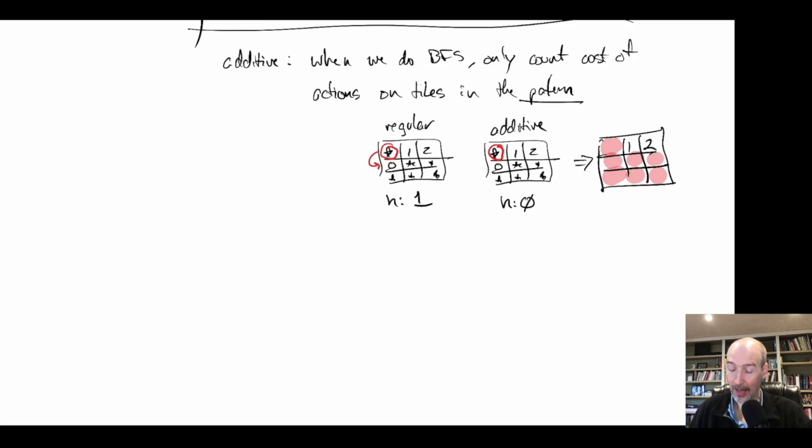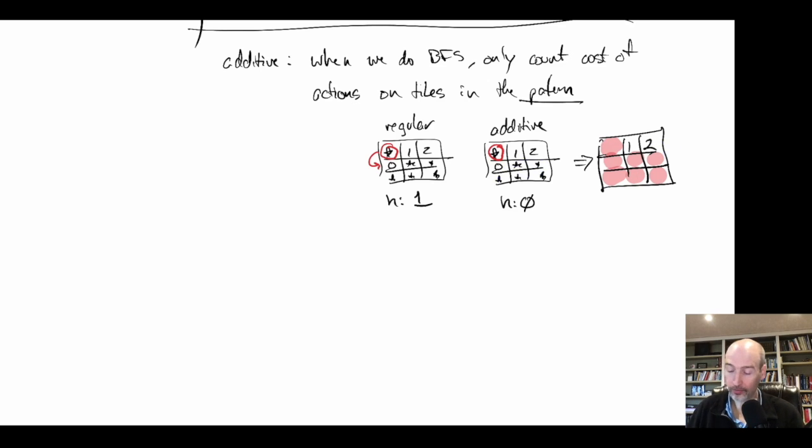So typically what happens when we're building additive PDBs, we keep track of where the blank is, we keep track of where these tiles are, but the actions of the blank don't cost anything. And so the blank can move to any of these locations here without incurring any cost in the state space, which means then like I could move the 2 down.